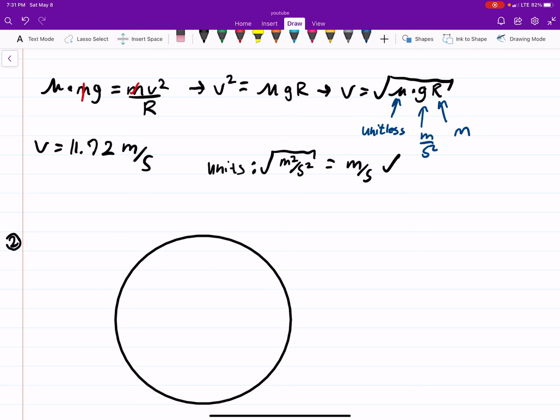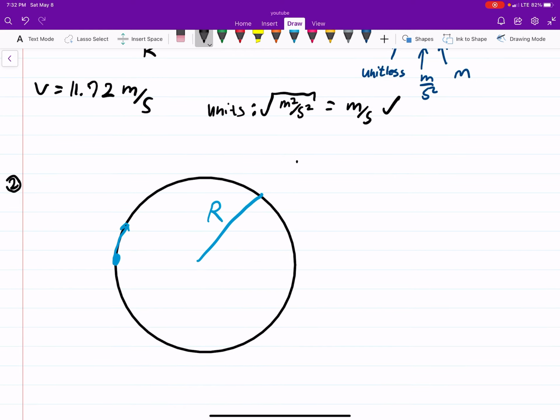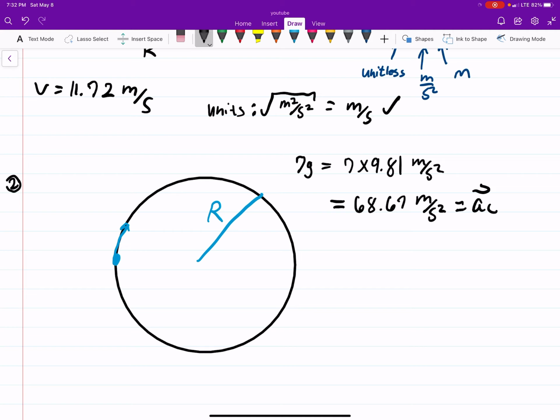So again, I like to draw little pictures here. Maybe we have a plane going around this circle of this unknown radius, but we know that it doesn't want to experience more than 7 Gs of acceleration. And all 7 Gs means is that 7 times 9.81 meters per second squared, which ends up being 68.67 meters per second squared. And this is your centripetal acceleration. Okay, so that's all that the 7G means.